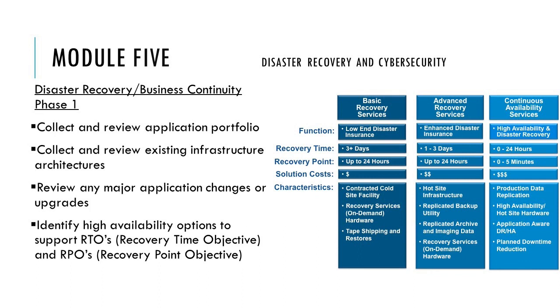So we're going to collect and review the application portfolio. What do we have in our portfolio of applications and the existing infrastructure and architectures? We're going to review any major application changes and then identify the high availability options to support RTO and RPO. If we're talking about something that needs high availability, then of course it's going to cost much more money.